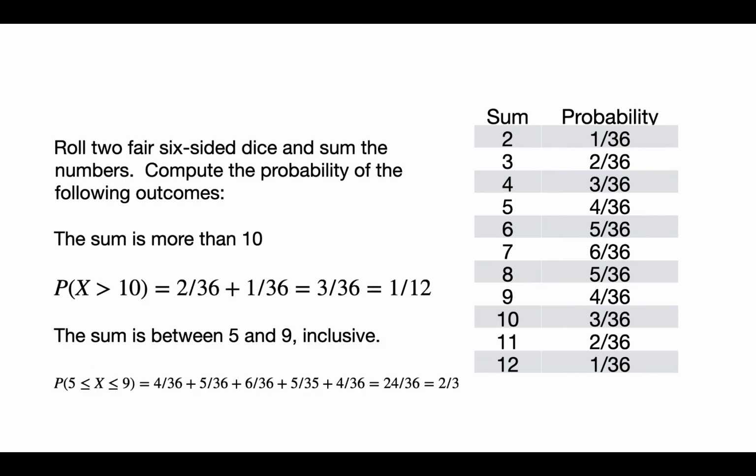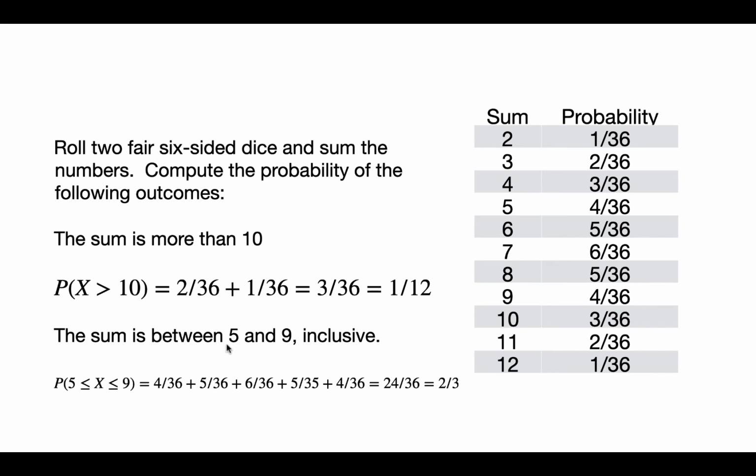Okay, so the probability that the sum is more than 10 is the probability that x is greater than 10, which, coming over here, greater than 10 just means it can be 11 or 12. So 11 or 12, 3 over 36. Hopefully you came up with 1/12.